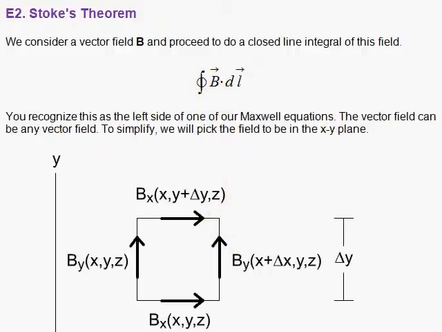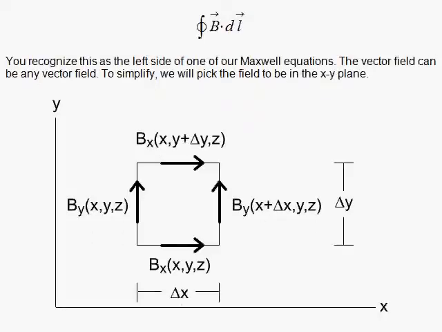So for this contour line integral, I have set up a nice simple case to analyze where the magnetic field, or the vector field, is in the xy plane, and I'm looking at a lower left point where I have the vector field with x component B_x(x, y, z) and B_y(x, y, z). Over here, if I jump over to delta x, I'm going to look at a y component at x plus delta x, and if I jump up here I have a component at y plus delta y.